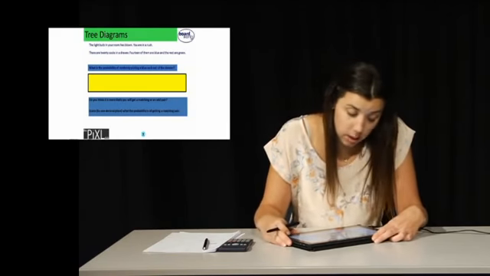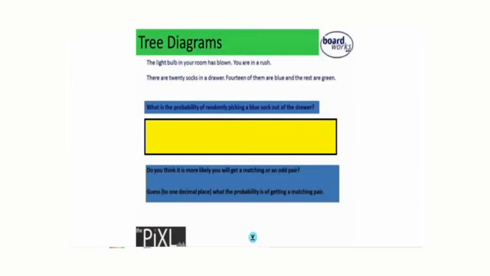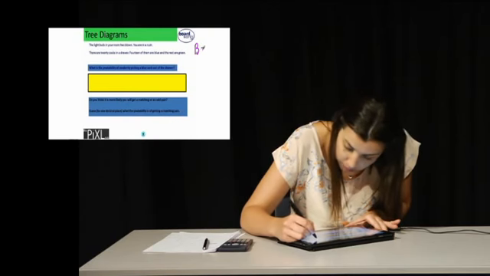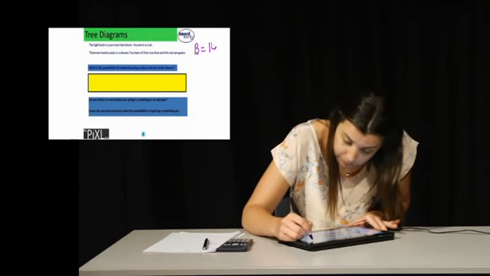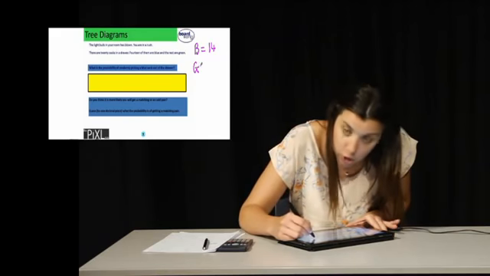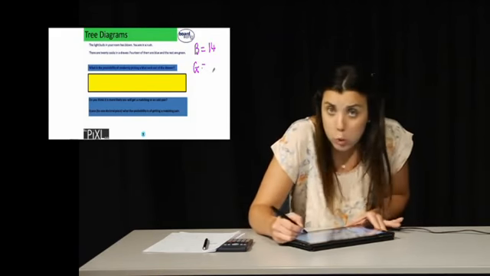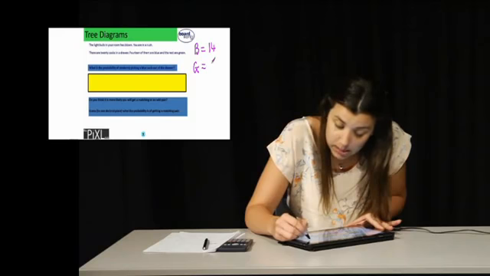Let's have a look at another example. The light bulb has gone in your room. It's dark. You're in a rush. There are 20 socks in a drawer. 14 of them are blue and the rest are green. Immediately, let's write that information down. Blue, B, equals 14. Green, G, equals the rest. There were 20 altogether, so there must be 6 green.